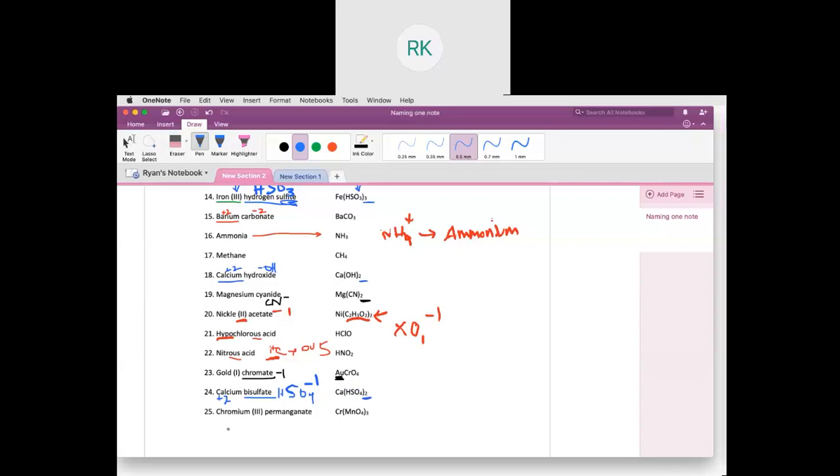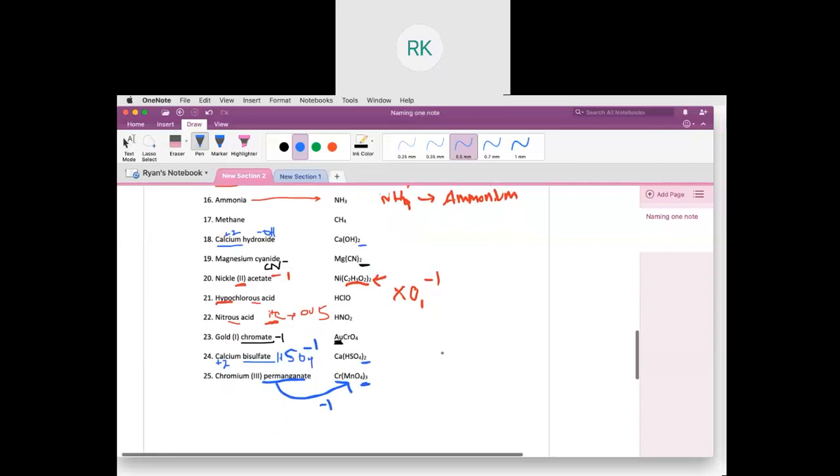Okay, the last one is chromium 3 permanganate. Chromium is Cr. I'm sure you kind of got that from polyatomics like chromate, right? So chromium has a positive 3 charge, and we have permanganate, which is MnO4, and that has a negative 1 charge. So to offset the positive 3 charge from chromium, you need 3 of them.